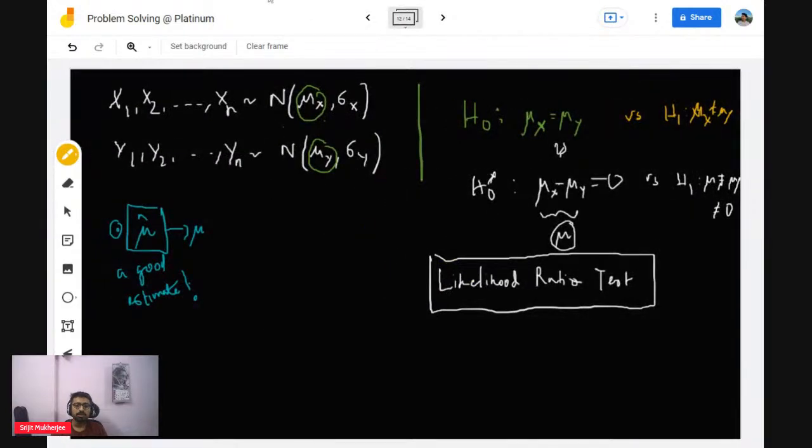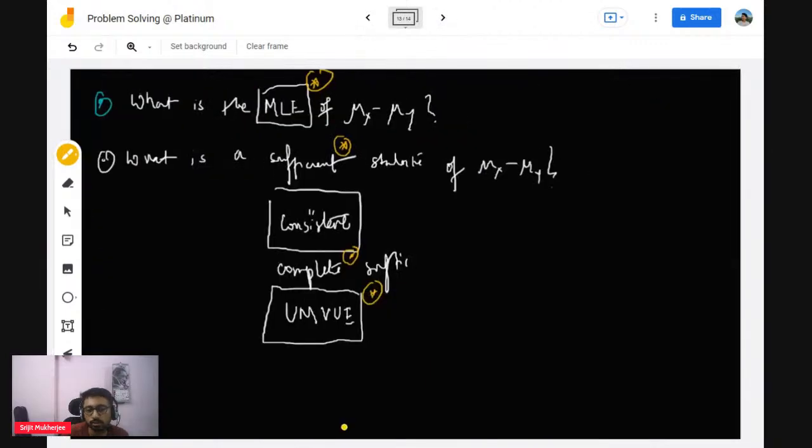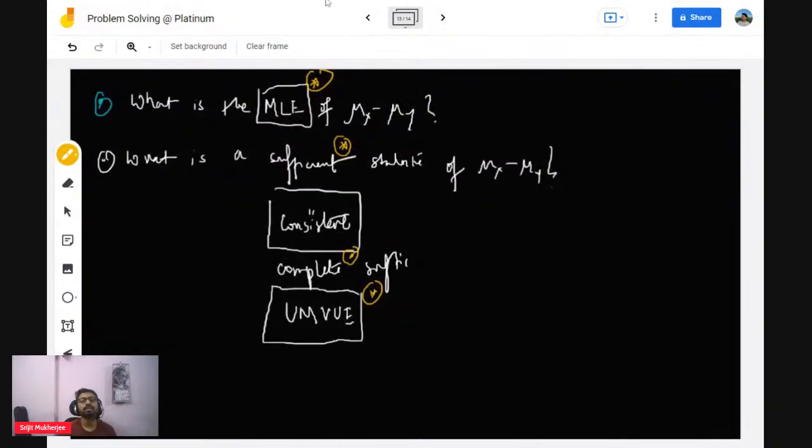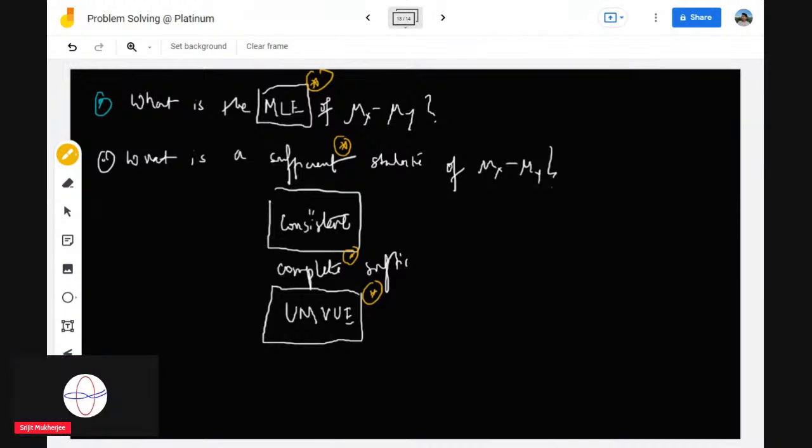So where will we start? Tell me what you want to find first. It's your problem now; I've given you an open problem, maybe one you've not solved before. Which one do you want to solve first? I think we should solve the MLE first, then go on to the likelihood ratio test. So how will you find the MLE over here? Tell me, any ideas?